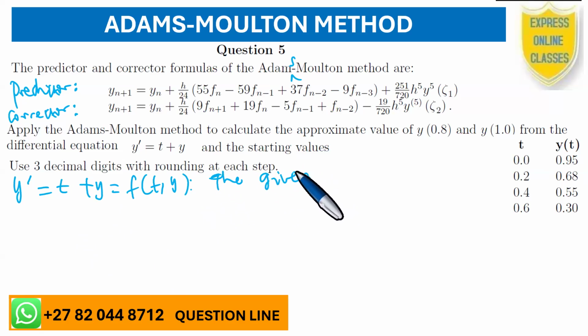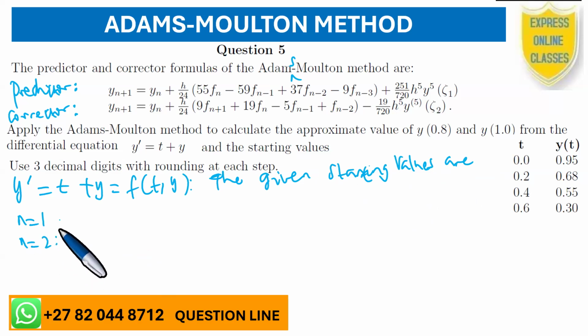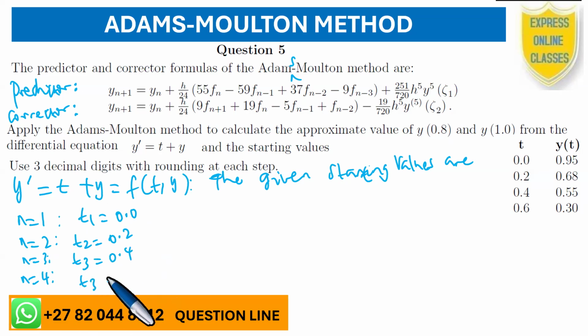So the given starting values are n equals 1, n equals 2, n equals 3, n equals 4. T1 is 0.0, T2 is 0.2, T3 is 0.4, T4 is 0.6. Okay.